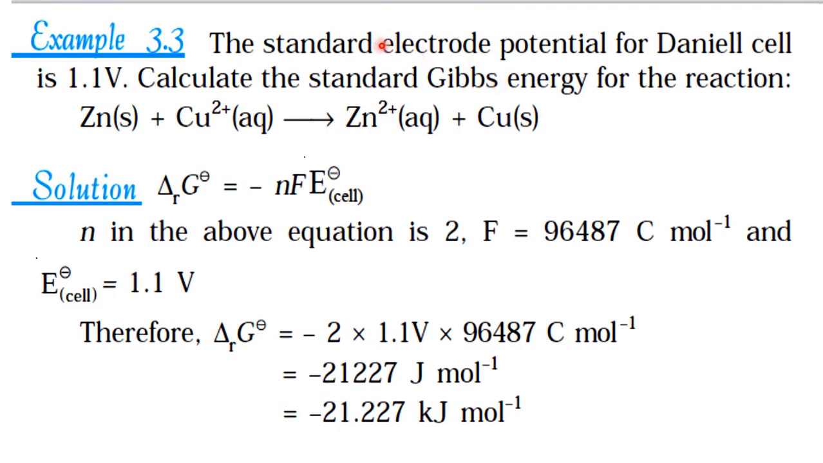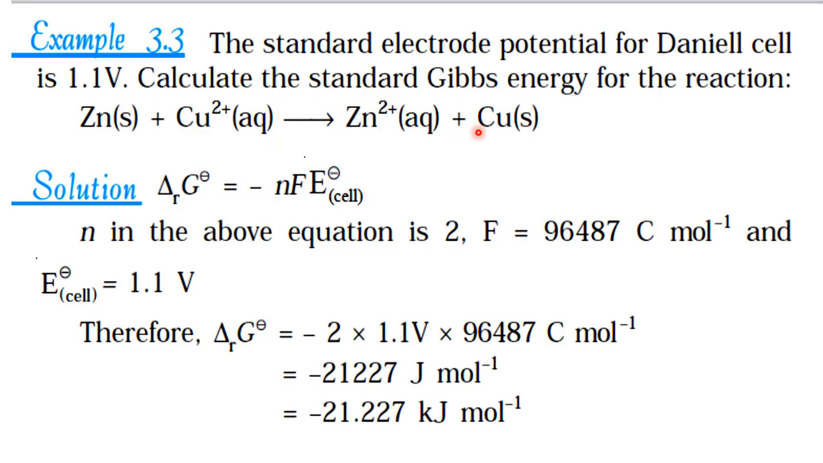The standard electrode potential for the Daniell cell is given as 1.1, that means E naught is given. Calculate the standard Gibbs energy for the reaction. This is the reaction: copper plus 2 to copper, zinc to zinc plus 2. Zinc is getting oxidized, copper plus 2 is getting reduced.